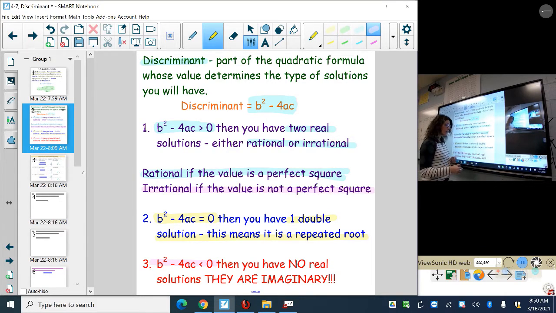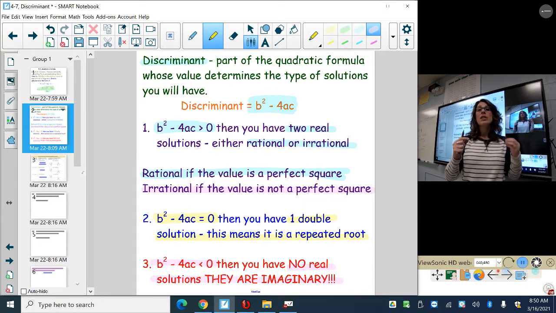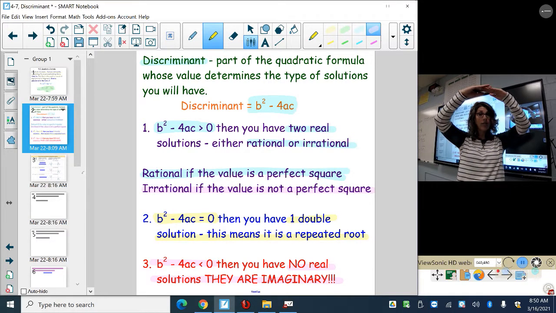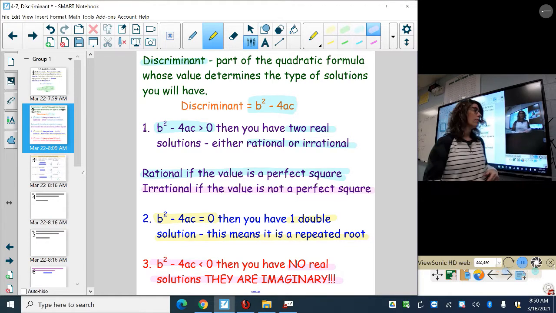If it's less than 0, we learned this before in section 4.8, that whenever we're doing imaginary numbers, you are going to have no real solutions and they are imaginary. If it's imaginary, that means it's not crossing the x-axis on the real axis. It's above the x-axis completely, or below the x-axis completely.